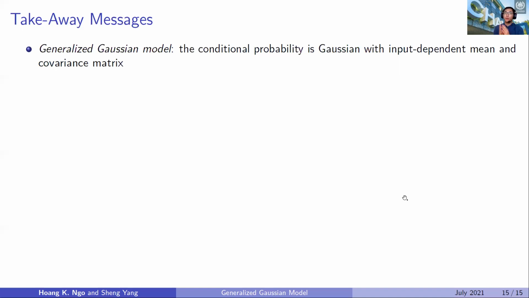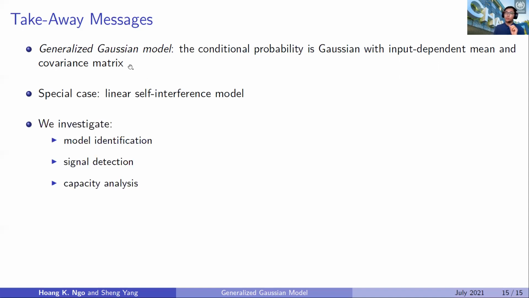So finally, some takeaway messages. Well, we propose to use the generalized Gaussian model to characterize a MIMO channel where the conditional probability is a Gaussian PDF with both the mean and covariance matrix being functions of the input. In particular, we consider a special case where the mean is a linear function of the input and the covariance matrix is a quadratic function of the input. We investigate three problems: the model identification, the signal detection, and capacity analysis.